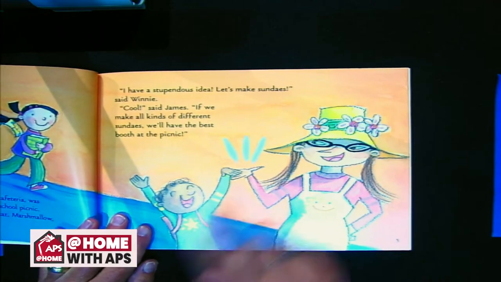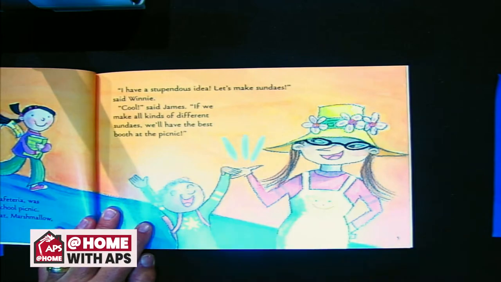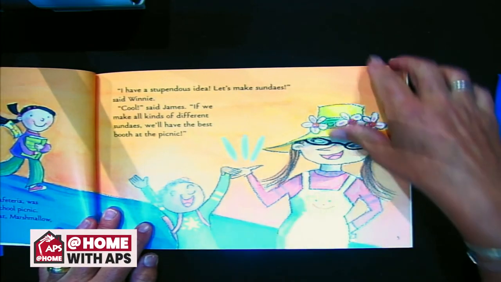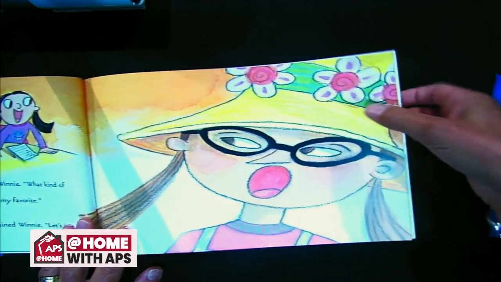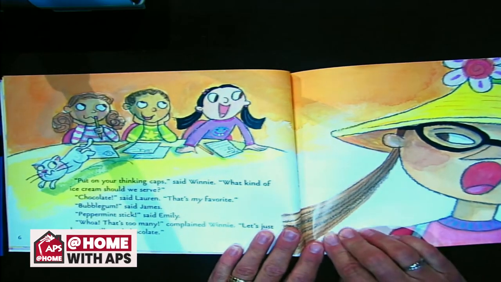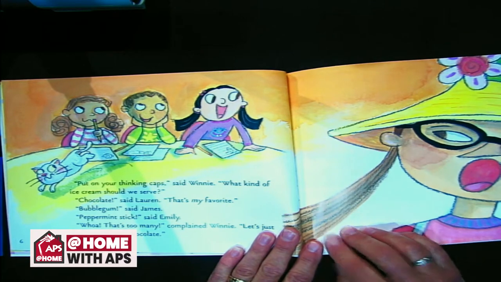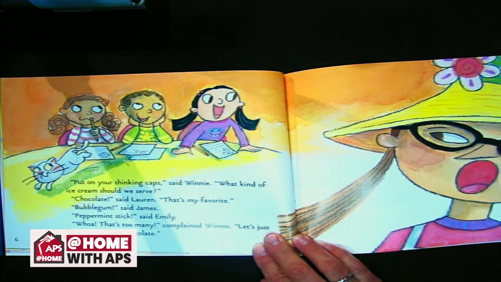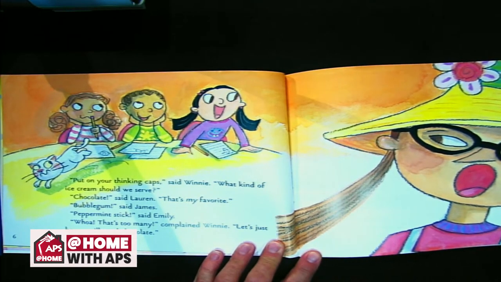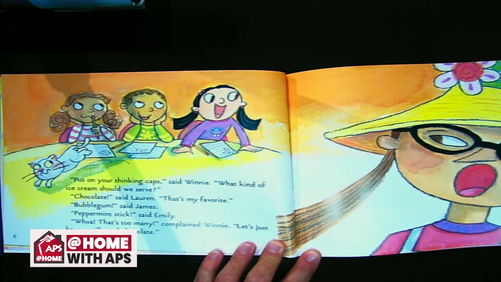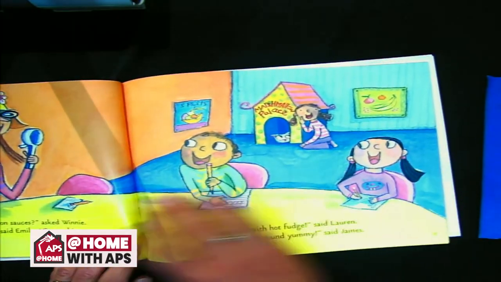"I have a stupendous idea. Let's make sundaes," said Winnie. "Cool," said James. "If we make all kinds of different sundaes, we'll have the best picnic booth at the picnic." "Put on your thinking cap," said Winnie. "What kind of ice cream should we serve?" "Chocolate," said Lauren. "That's my favorite." "Bubblegum," said James. "Peppermint stick," said Emily. "Whoa, that's too many," complained Winnie. "Let's just have vanilla and chocolate." Aww. See what happens next.